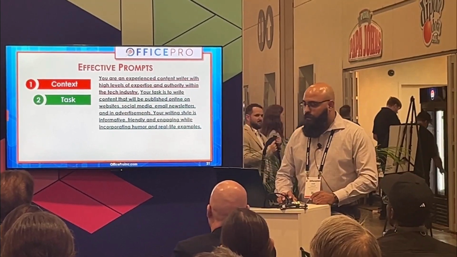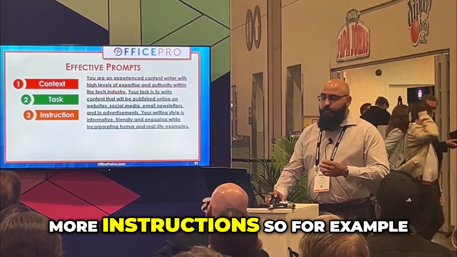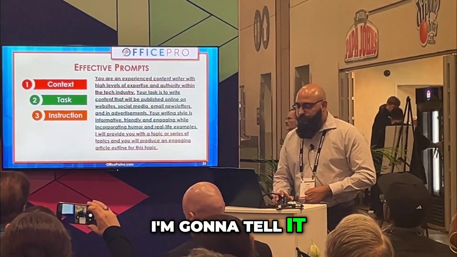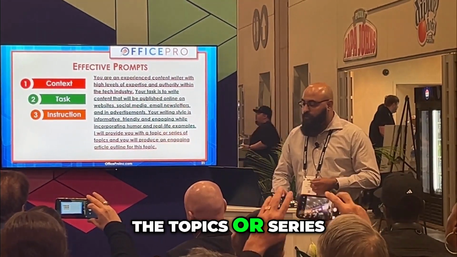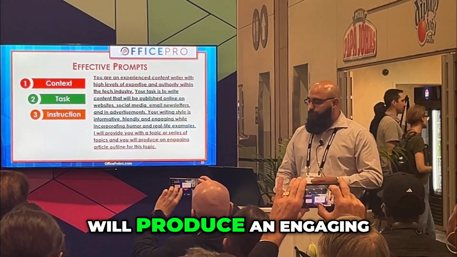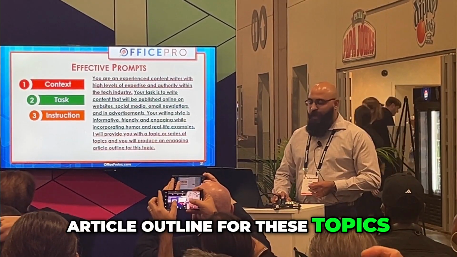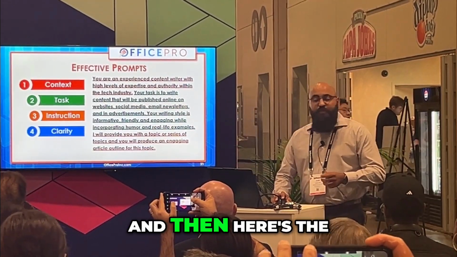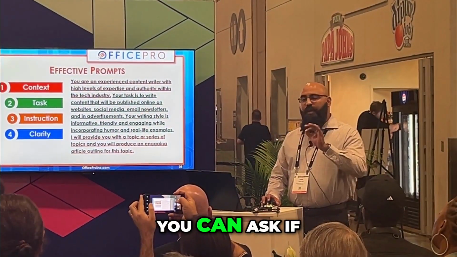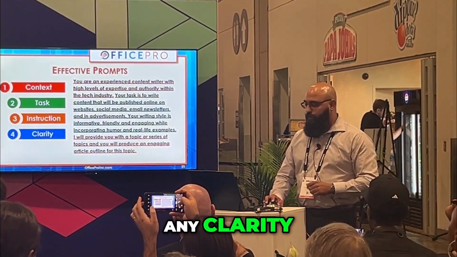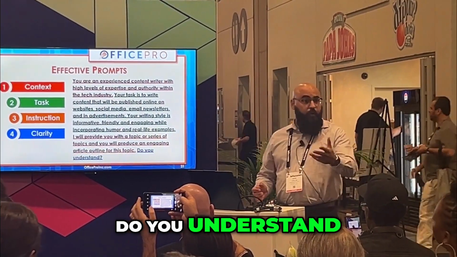Great. Then you can provide it more instructions. So for example, I'm going to tell it, I will provide you the topics or series of topics, and you will produce an engaging article outline for these topics. And then, here's the cool thing, you can ask if it understands, ask it for clarity, or if it needs any clarity. So I'm also going to ask it, do you understand?